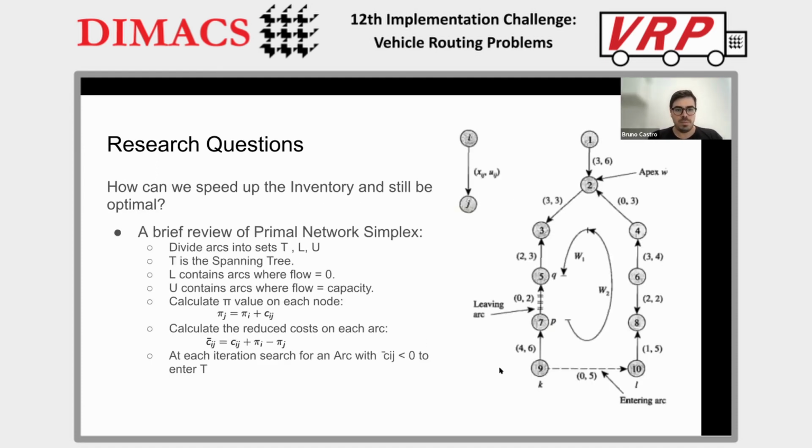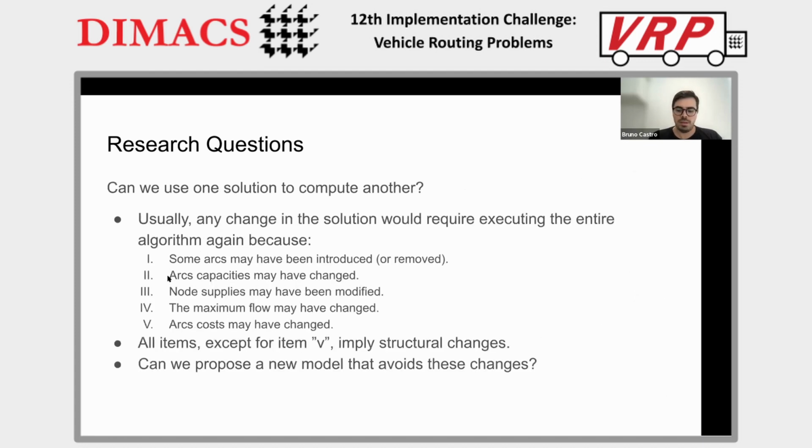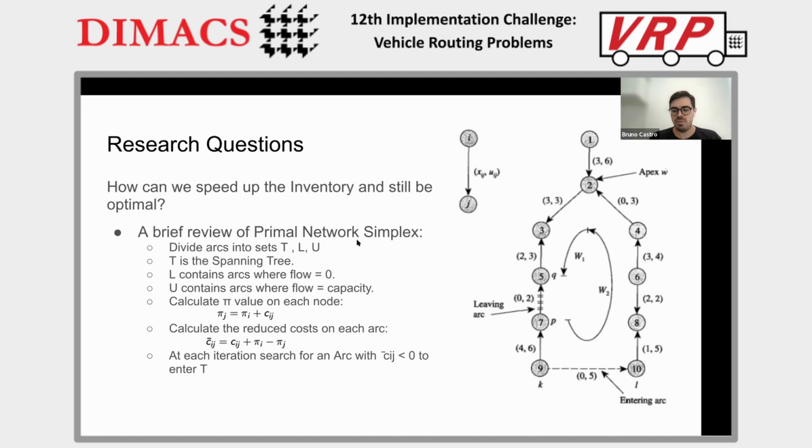And how can we speed up? First, I will give just a brief review of the primal network simplex, the algorithm that we use to solve the min cost flows. We have 3 sets. One set T is the spanning tree. It is the basis of the solution. The other 2 sets, L contains arcs with flow 0, and U contains arcs with flow equal to the capacities. They are out of the basis.